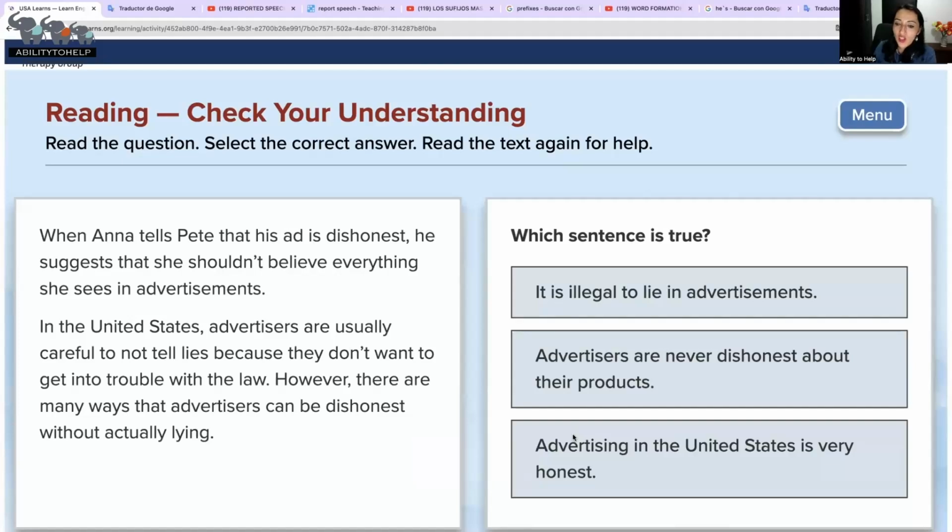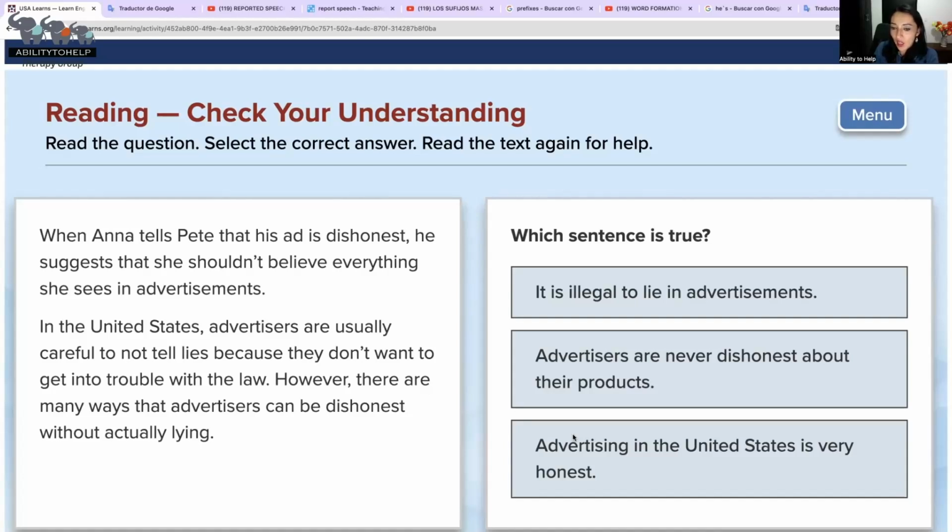Okay, so which sentence is true about this reading? When Anna tells Pete that his ad is dishonest, he suggests that she shouldn't believe everything she sees in advertisements. In the United States, advertisers are usually careful to not tell lies because they don't want to get into trouble with the law. However, there are many ways that advertisers can be dishonest without actually lying. So, which sentence is true?